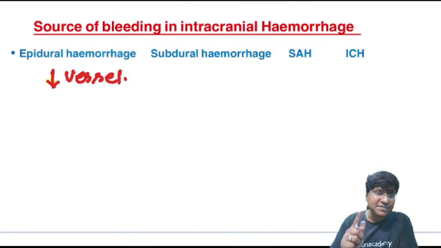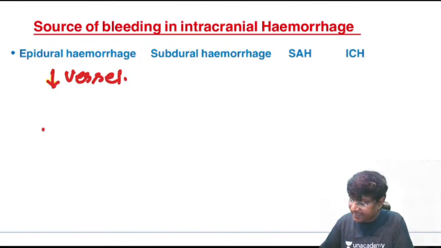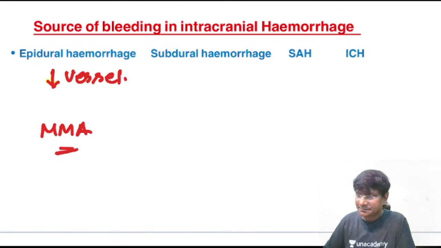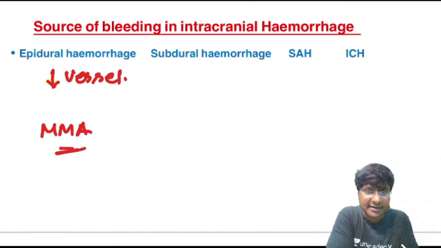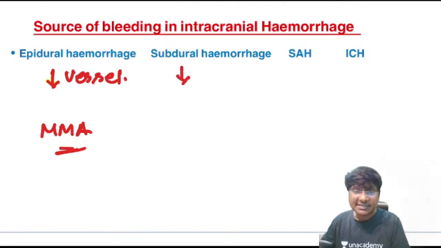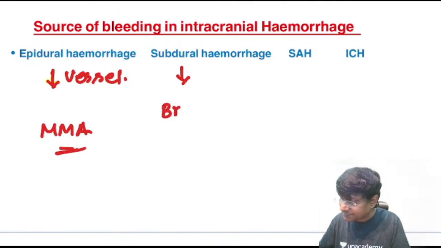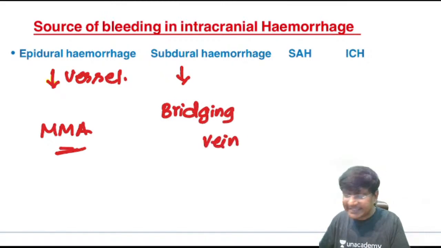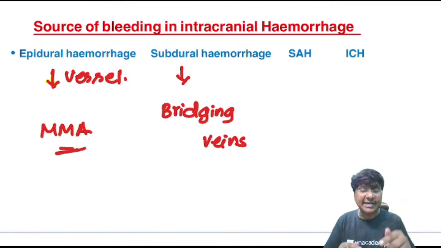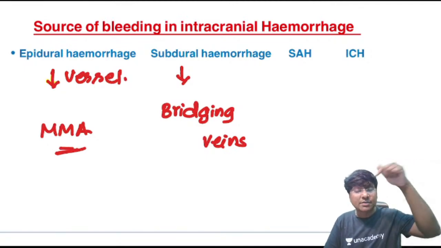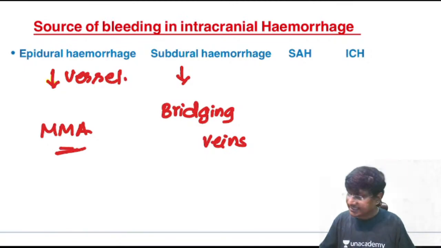The vessel that will be ruptured whenever there is epidural hemorrhage will be the middle meningeal artery. Then whenever there is subdural hemorrhage, what is the vessel that is being ruptured? It will be the bridging veins, that connect the cerebral cortex to the superior sagittal sinus. That will be the source of bleeding in subdural hemorrhage.